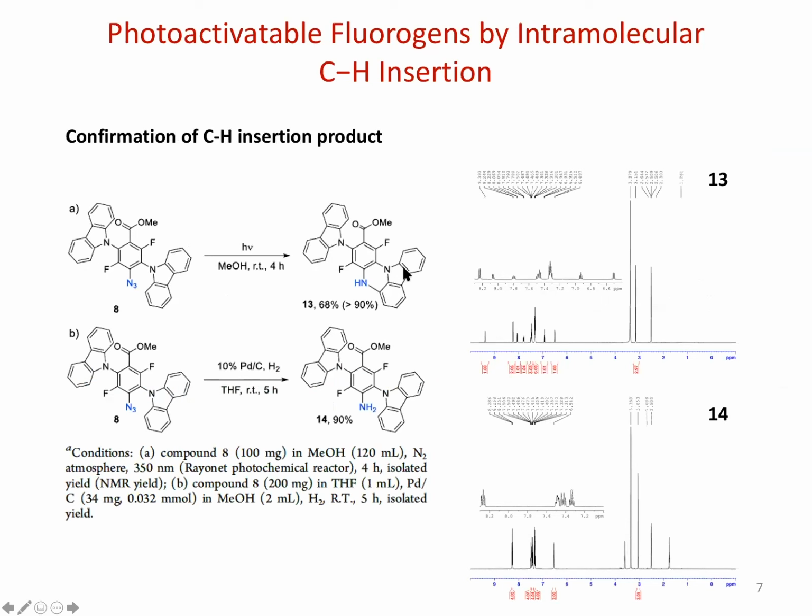So the intramolecular C-H insertion, like I said, is quite efficient. This is the NMR conversion, greater than 90%, and 68% is the isolated yield. We confirmed that it is indeed the intramolecular C-H insertion, not the hydrogen abstraction as in the case of Wehrmüller's. So we made this amine derivative by reduction. And then you can see from NMR, they are very different. They also have different photophysical properties as well.